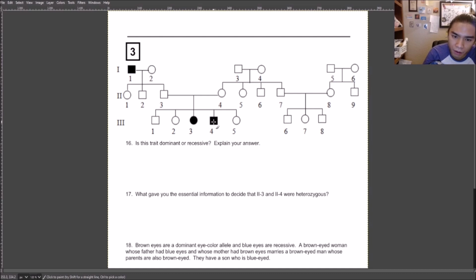Okay, it looks like of these 5 children, 2 of them have the disease. But looking over here, 3 and 4, neither the mom or the dad have the phenotype for the disease. That means that they carried it. So that means that it is recessive.